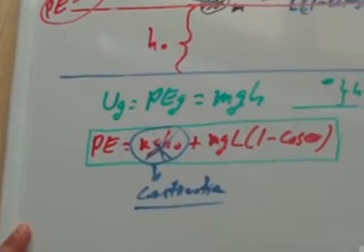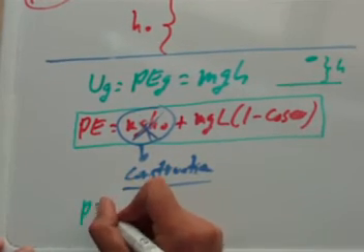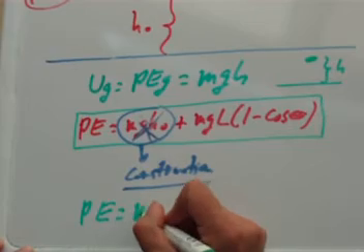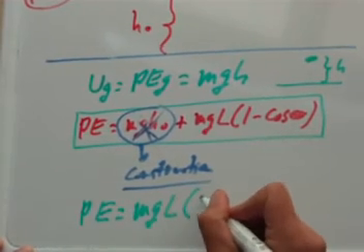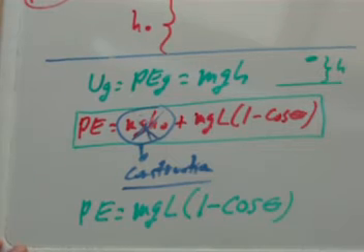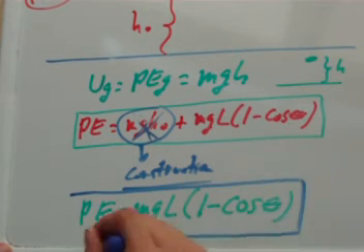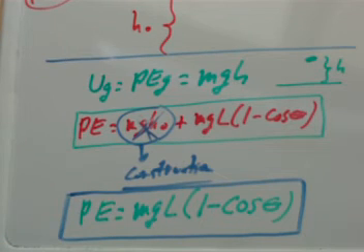And it even comes from the equation we already got, just by getting rid of that part right there. Instead, if we say potential energy is just mg times L times 1 minus the cosine of theta, this is the potential energy of a pendulum. And this is all you sort of need to know about it. So you can just put a big box around it and say, there you go.